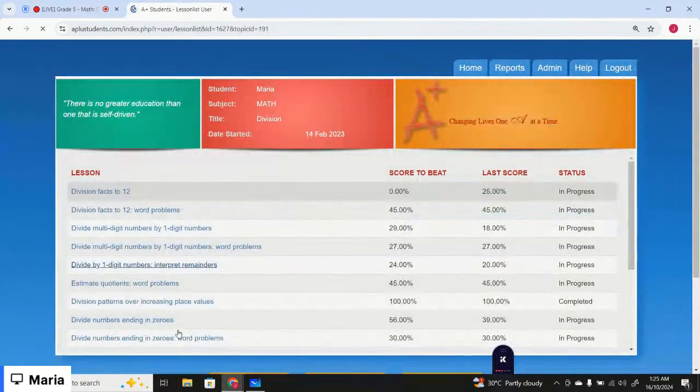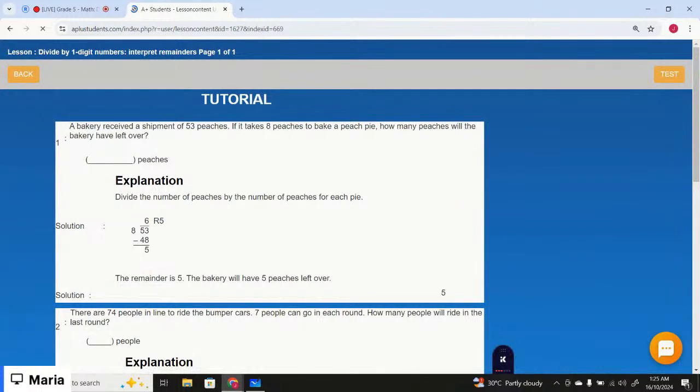The next lesson is divide by one-digit numbers, interpret remainders. These problems you have to do on your own, right? Let's just start with the next lesson.